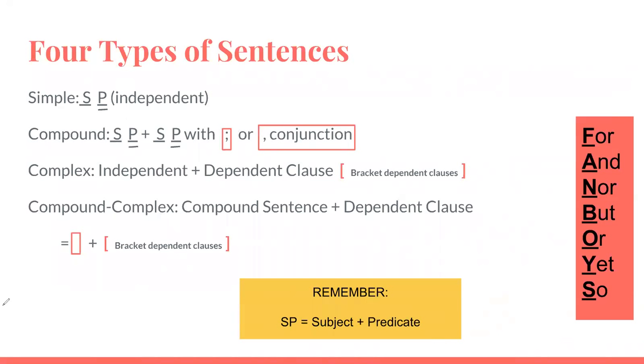If you have your underlinings, you'll end up with a couple of subject-predicates, a box, and a bracket. You will have a compound-complex sentence. Now, that seems fancy and kind of confusing because you haven't seen it yet. I'm hoping seeing it in action is going to help you understand this a little bit more.